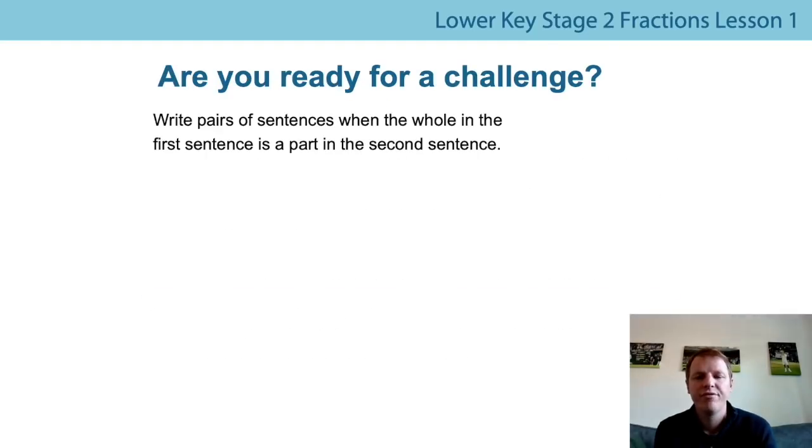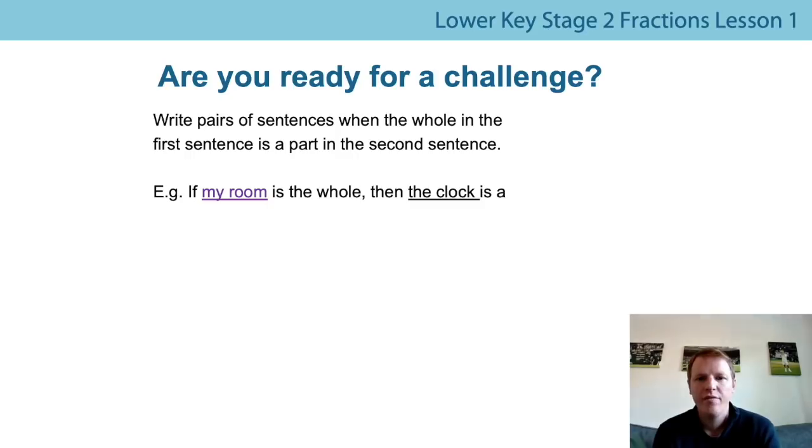Time for one final challenge for you. I want you to this time write pairs of sentences when the whole in the first sentence then is a part in the second sentence. Here's an example for you. The first sentence, if my room is the whole, then the clock is a part of the whole.